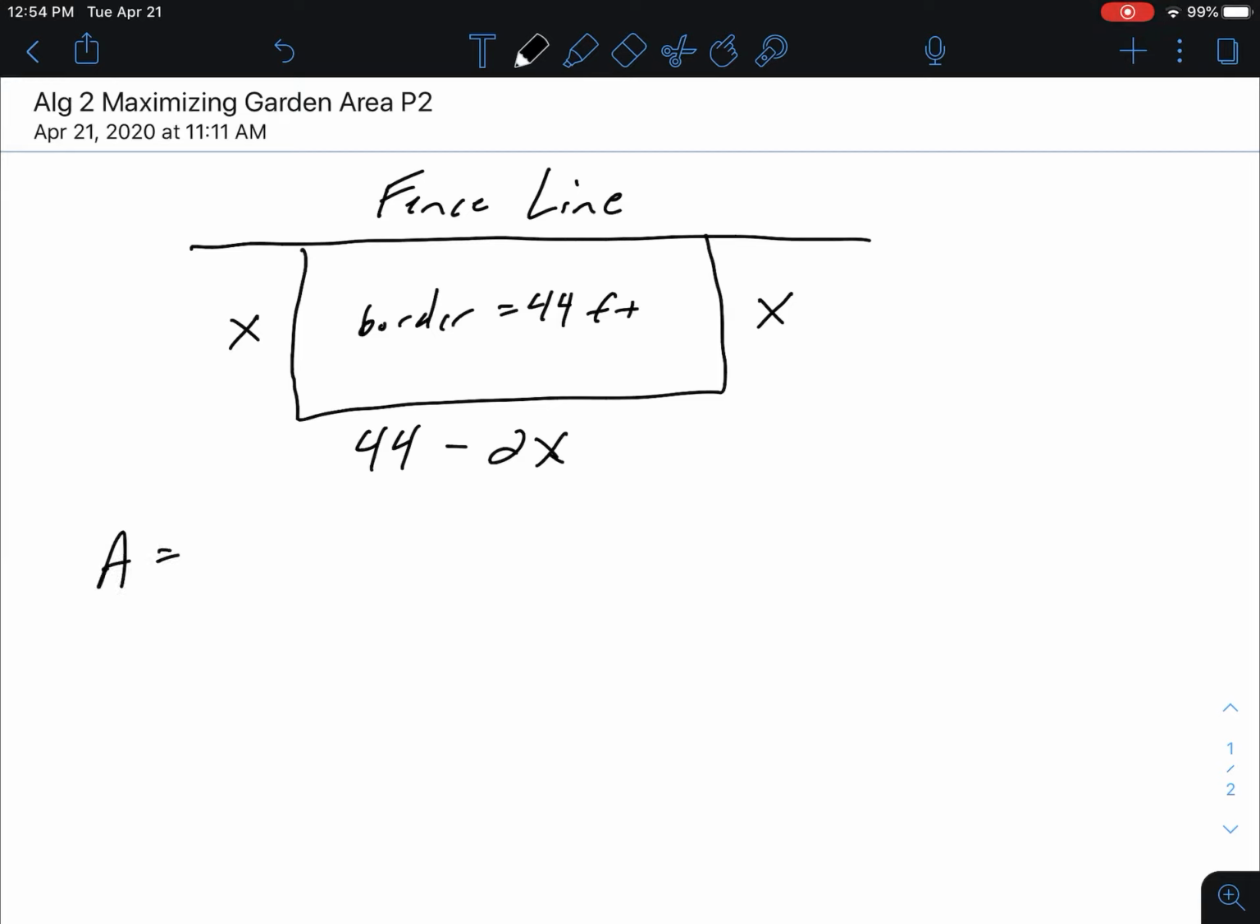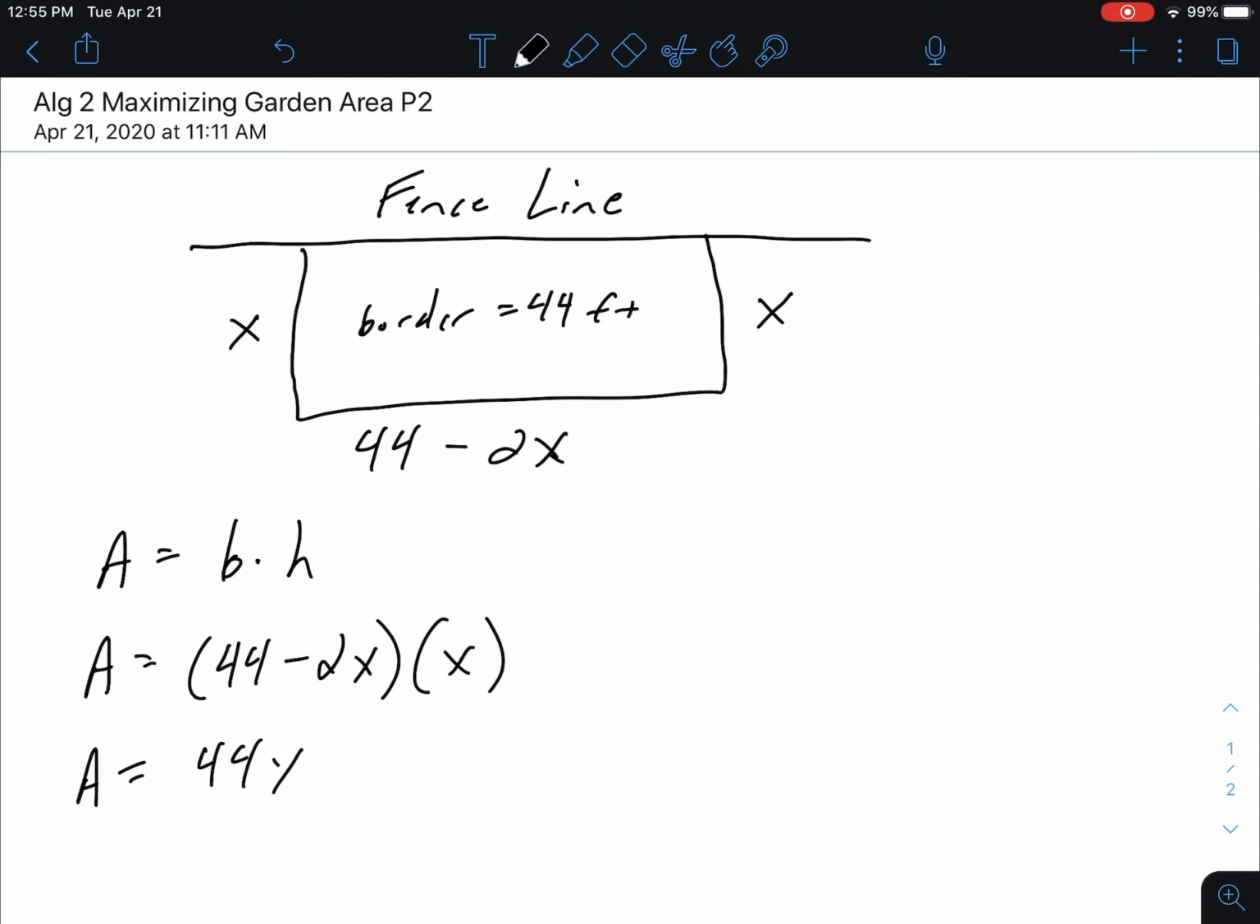Now, I'm talking about maximizing the area. Well, as we know, the area of a rectangle is the base times the height. So in this case, my base is 44 minus 2X, and my height is just X. Multiply that out. That's going to be 44X minus 2X squared.